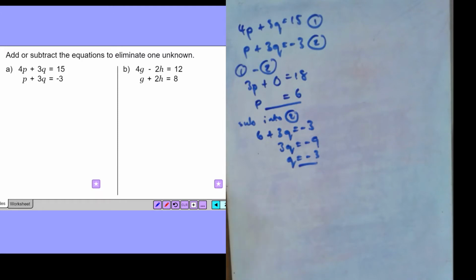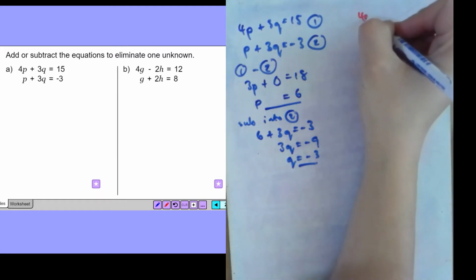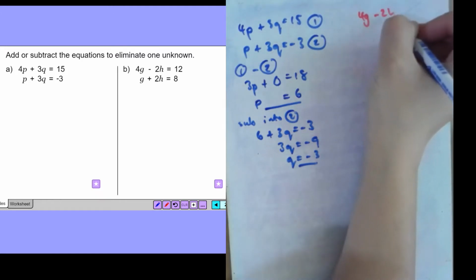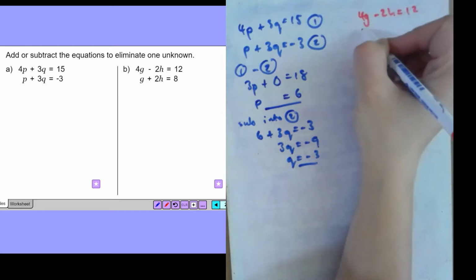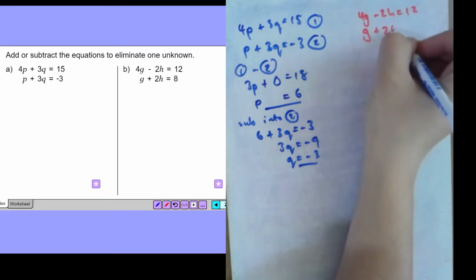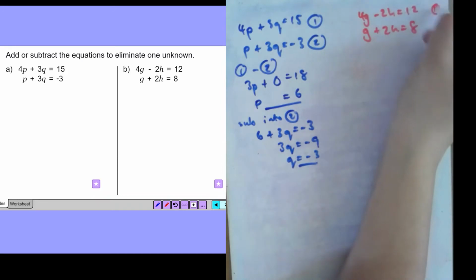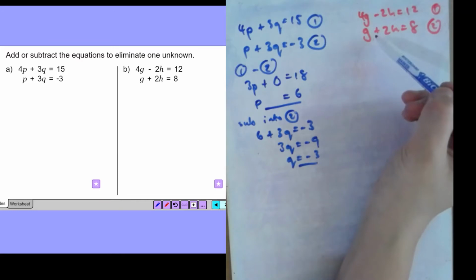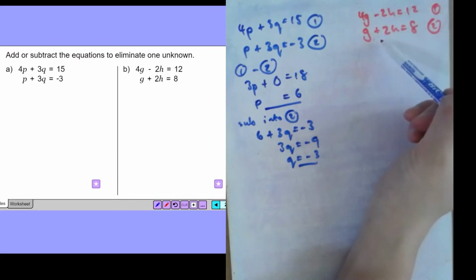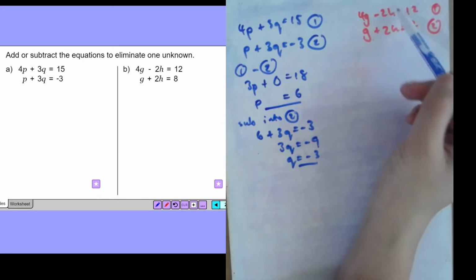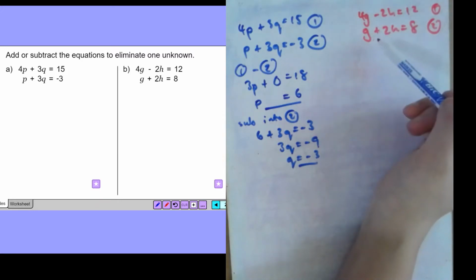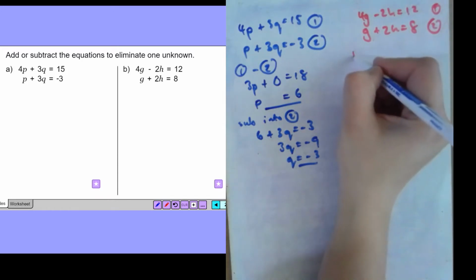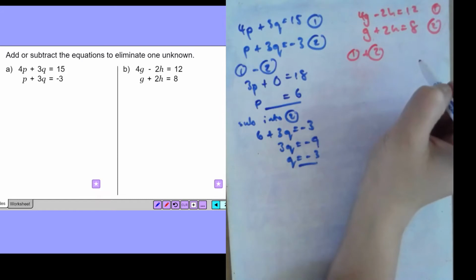Okay, and then on the other side, I've got 4g take away 2h equals 12. I've got g plus 2h equals 8. This is my equation 1, this is my equation 2. Okay, so in this case, the magnitude of the 2h is exactly the same, but obviously one is negative, one is positive. The only way I can then eliminate this variable is if I add them together.